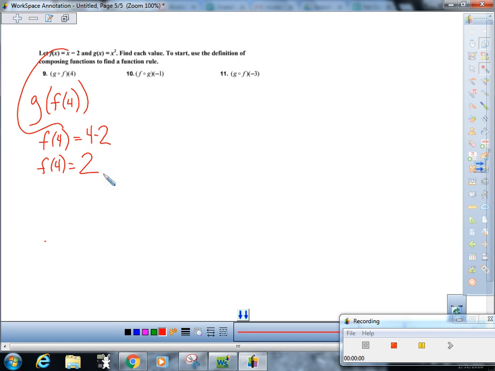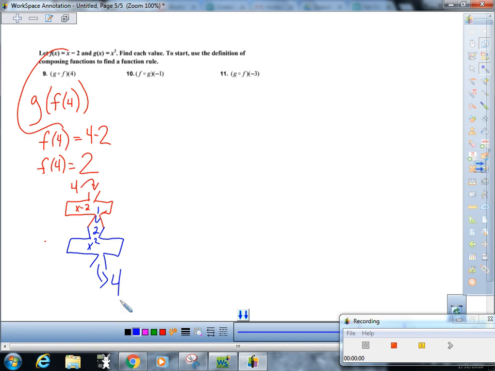So look, basically what did you just do? You put in a 4. And what did it shoot out? It shot out a 2. Well, now your 2 is being shot out into another function machine. And this function machine squares it. So you put in a 4. It shot out a 2. What's 2 squared? So the answer is 4.